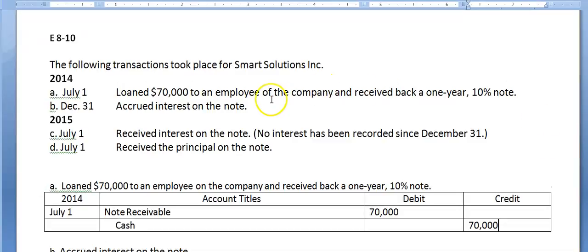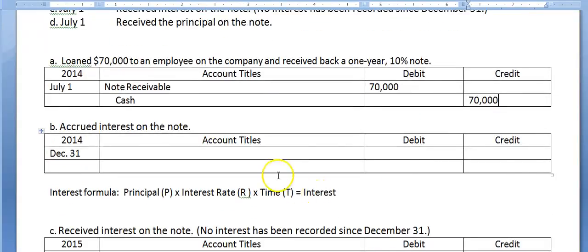So in our next transaction, we have to accrue interest on the note. From July 1st to December 31st, 6 months have passed. So we have earned 6 months worth of interest. We won't be receiving it because with short-term notes, notes that are a year or less in length, principal and interest are received at maturity. Let's figure out how much we've earned so far. Let's multiply the principal, $70,000, times the interest rate, 10%, times the time factor, 6 months divided by 12.